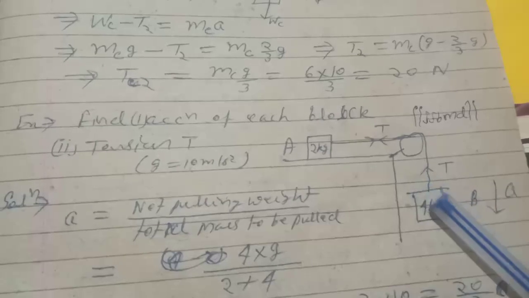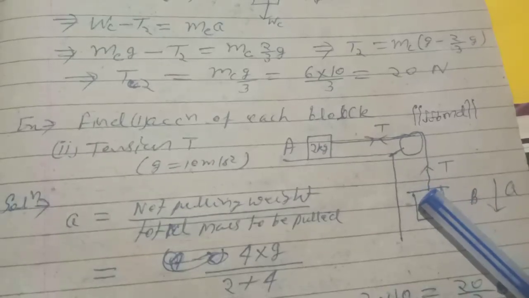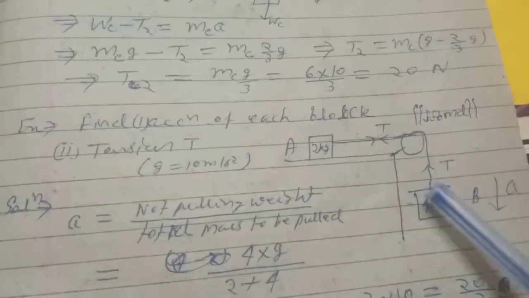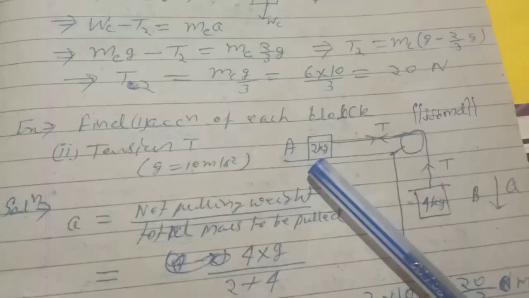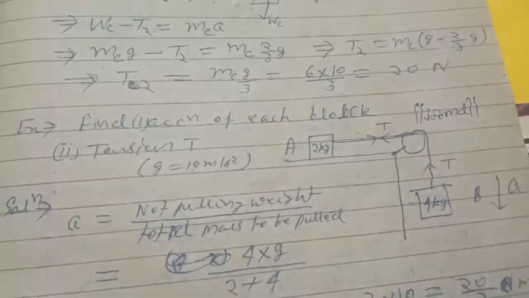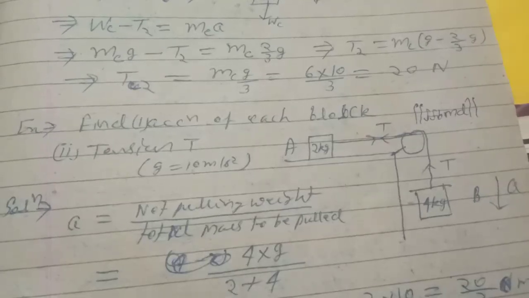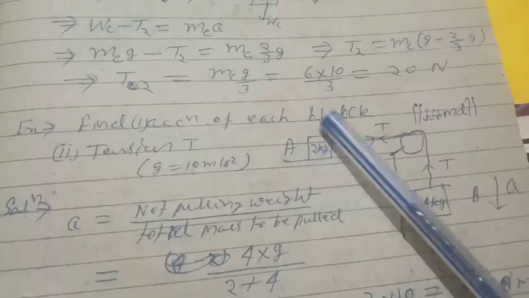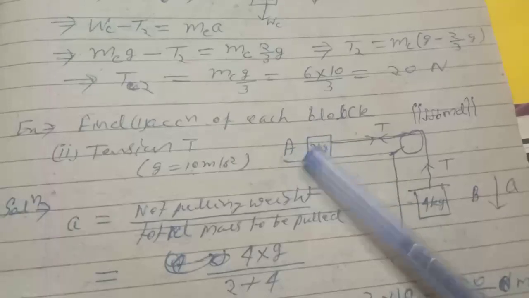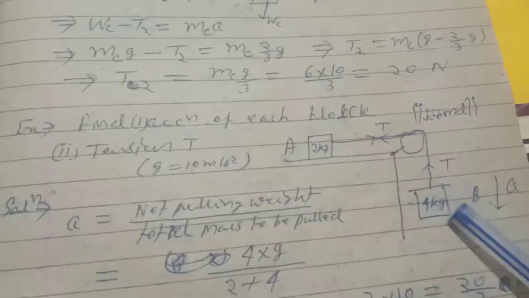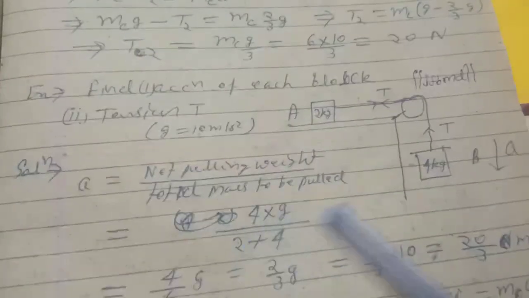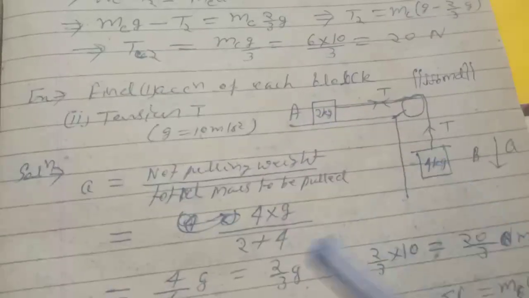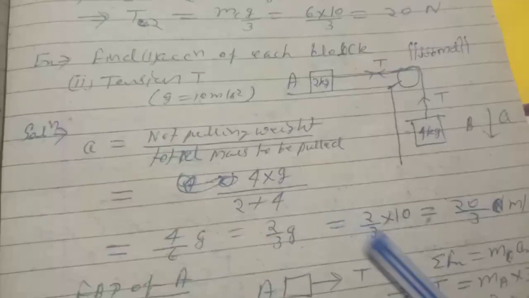Here again we use the formula, that is net pulling weight divided by total mass, to get the acceleration. The net pulling weight will be 4 kg into g, because the weight of the other block is balanced by the reaction force, so it will not come into the picture. Only the net pulling weight will be due to this. So net pulling weight is 4 into g, the weight of this body, divided by total mass, 2 plus 4, equal to 6.